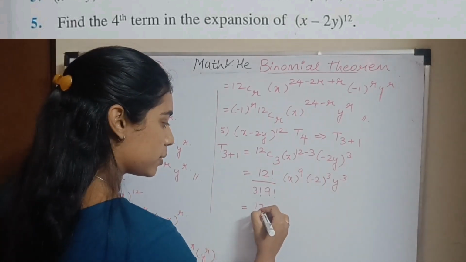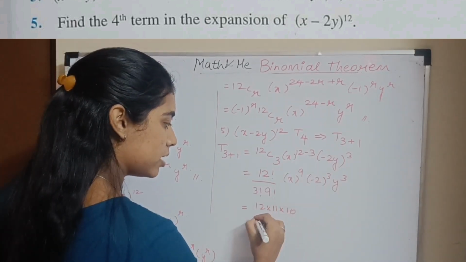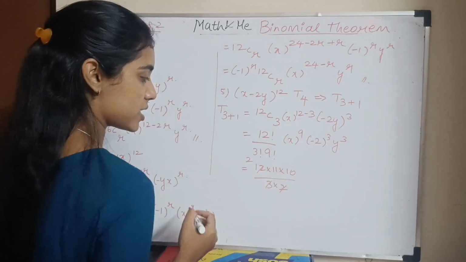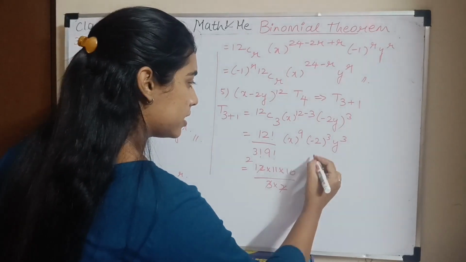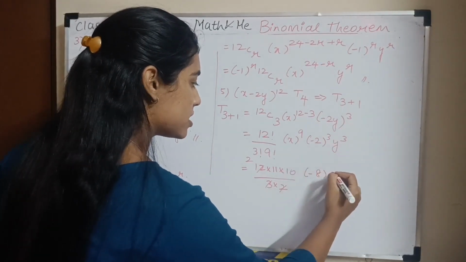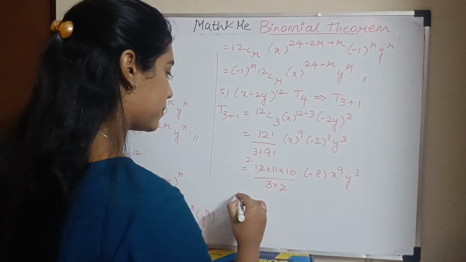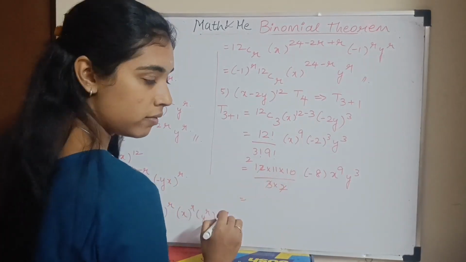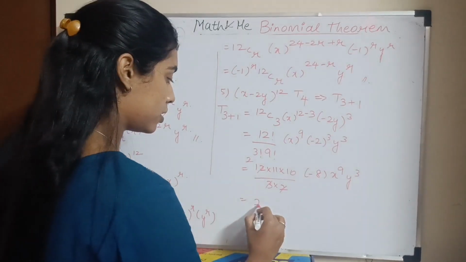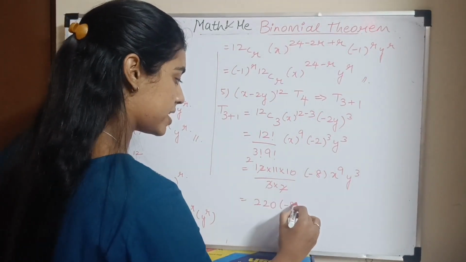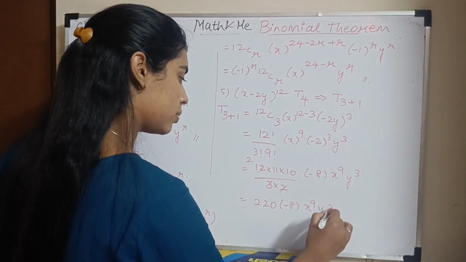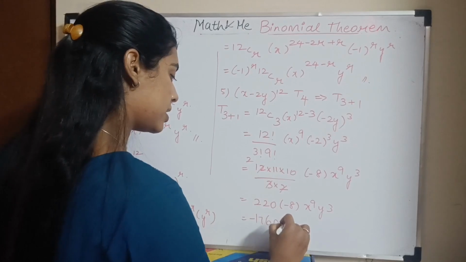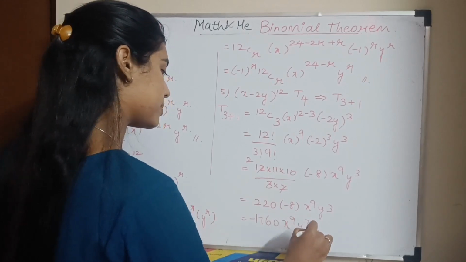So what is it? 12 into 11 into 10 divided by 3 into 2. So I have 6 2s are 12. Again I have a minus 8 x^9 y^3. So I have 2 into 11 is 22. 22 times 10 is 220 times minus 8 x^9 y^3. So I have minus 1760 x^9 y^3. That's my answer.